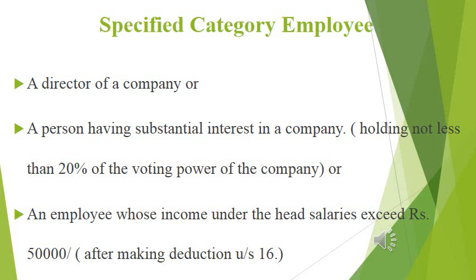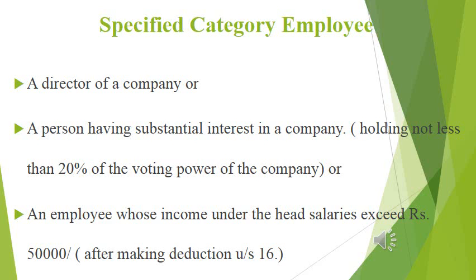See, specified category of employee. Who are the specified category of employee? There are three categories. First one, a director of a company. A director of a company is a specified category of employee. Or another case, a person having substantial interest in a company.